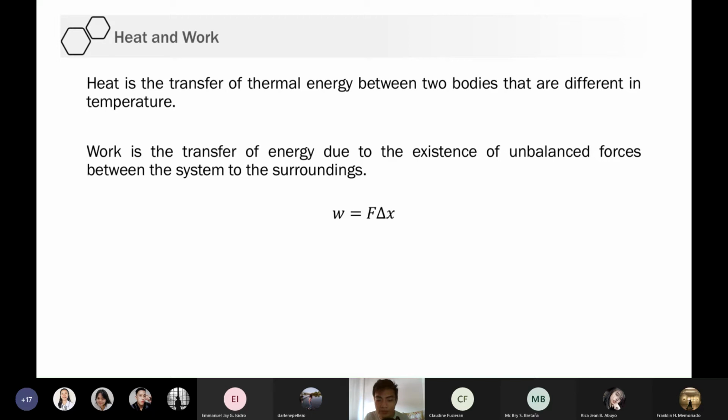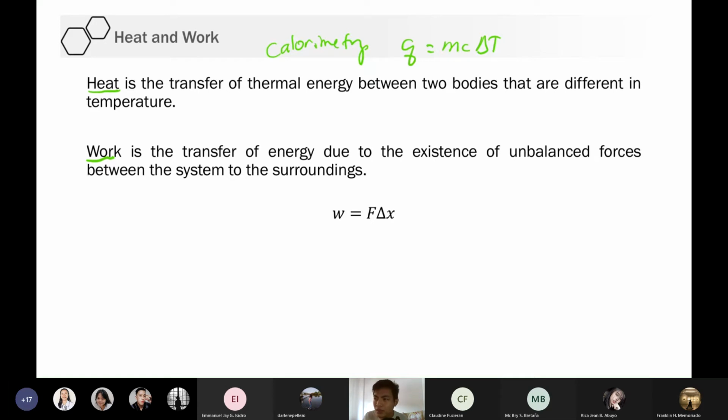So define muna natin when we say heat. Heat is the transfer of thermal energy between two bodies that are different in temperature. So basically, you just determine the difference in the temperature, then you can solve for heat. Etong heat, sa calorimetry natin i-discuss. How to solve for Q. May formula niyan, MC delta T. Pero saka na yan. Focus muna tayo kay work, kasi ito yung basic pa lang compared sa heat na. So let's focus on the work.